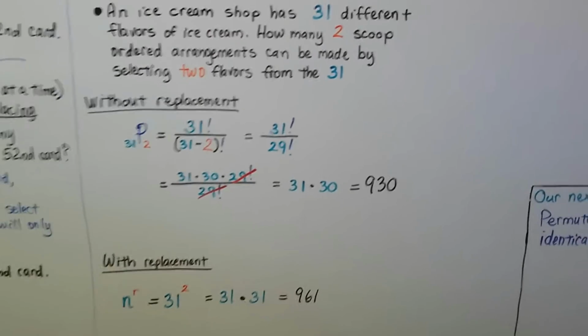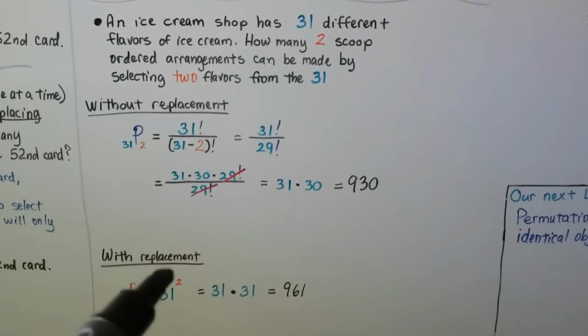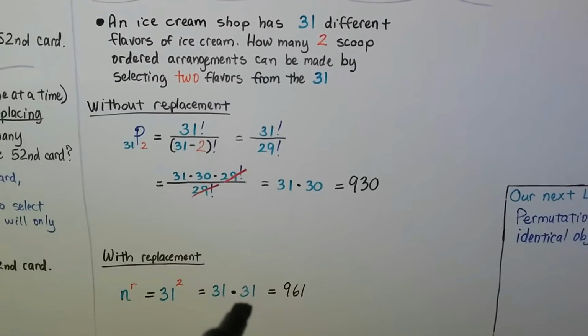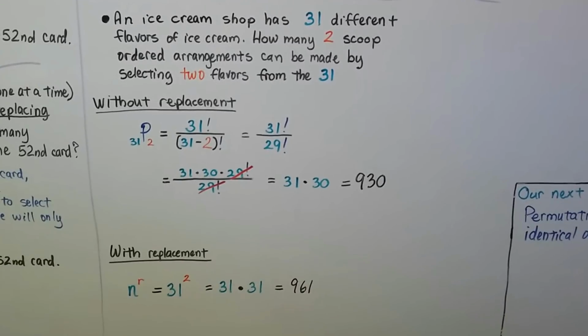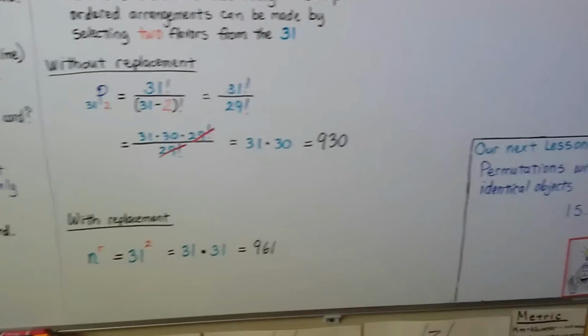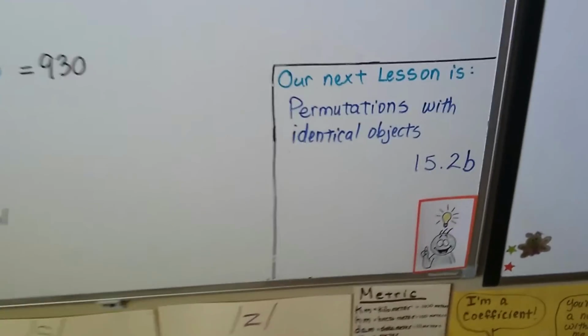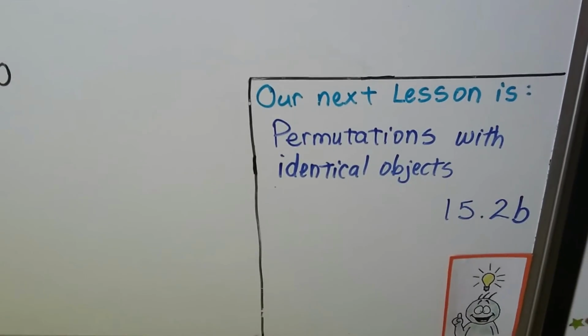Now, if we do it with replacement, that's going to give us n to the r, which is 31 to the 2nd power, which is 31 times 31, which equals 961. See the difference? So our next lesson is permutations with identical objects. We're going to be doing more with replacement.